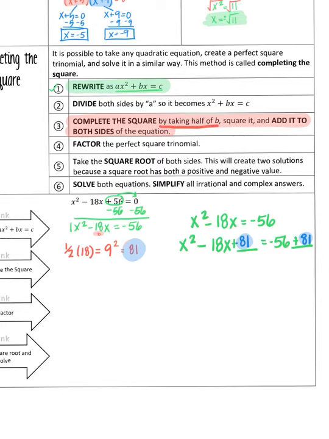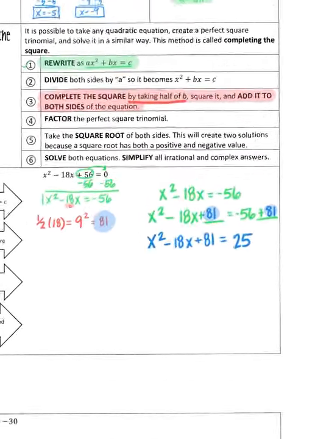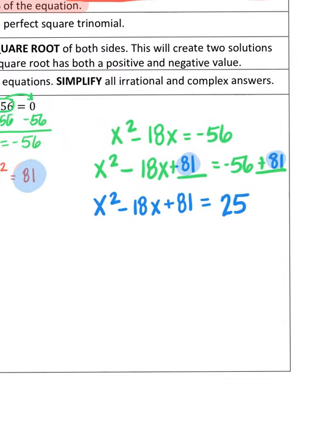Okay, so now my new equation is x squared minus 18x plus 81 equals negative 56 plus 81, which is 25. Okay. So now we're going to factor. We're going to factor this, okay?